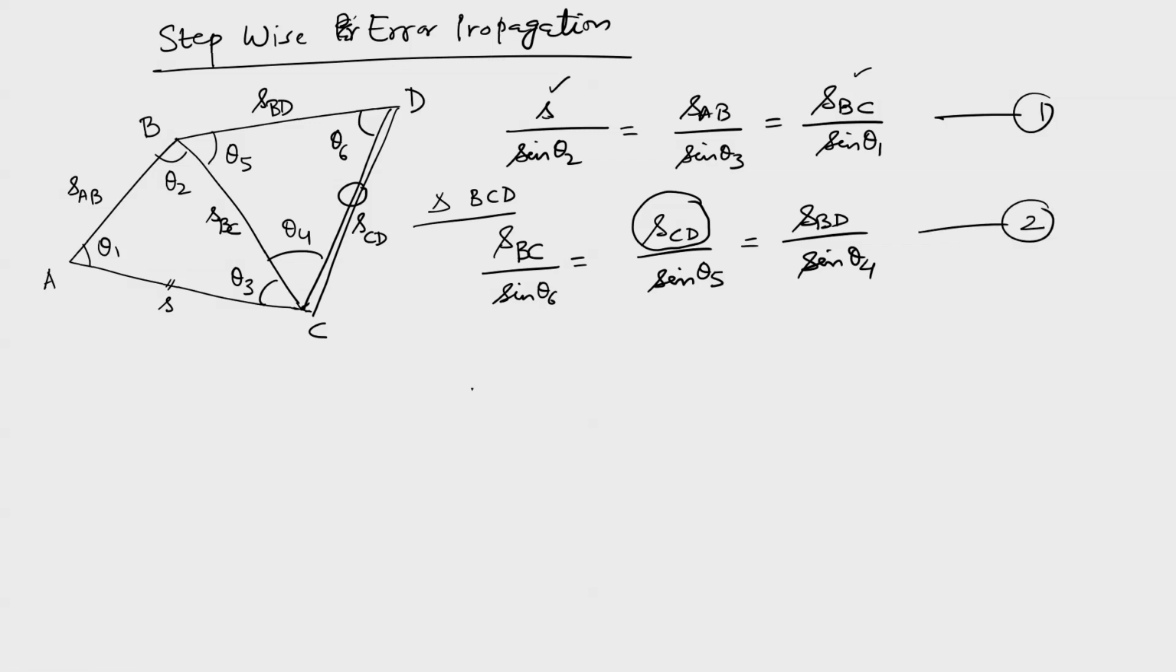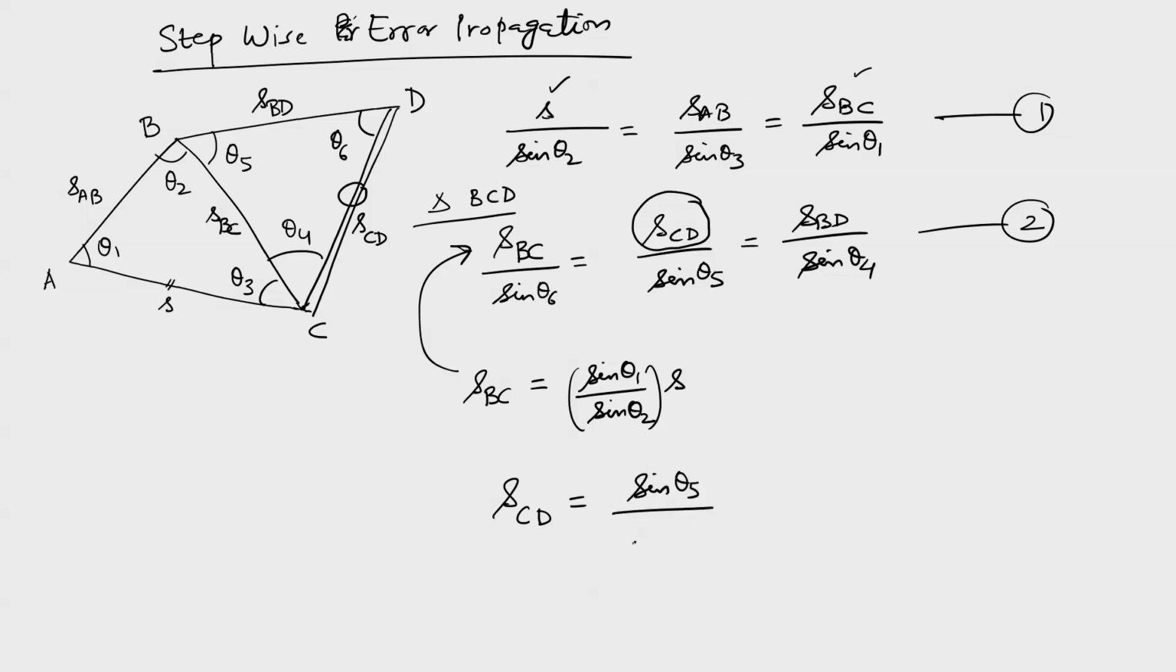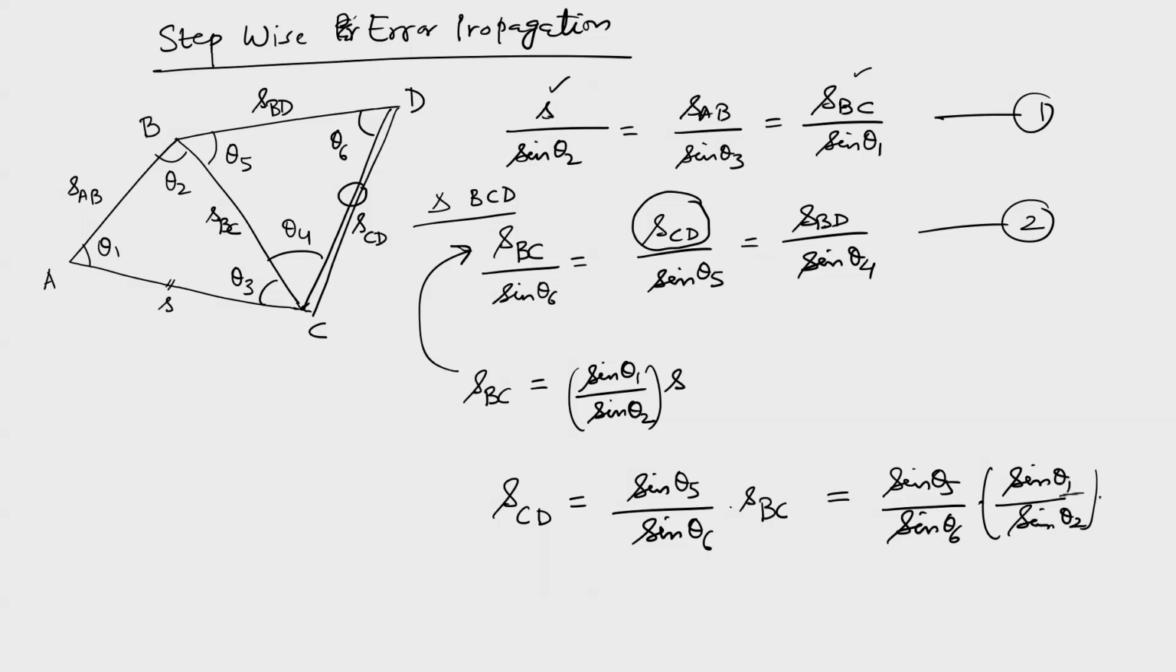Let us see, first determine SBC. SBC is equal to sine theta 1 by sine theta 2 into S. Secondly, if I put this value here, then I can find out SCD is equal to sine theta 5 upon sine theta 6 into SBC, which is nothing but sine theta 5 by sine theta 6 into sine theta 1 by sine theta 2 into S.